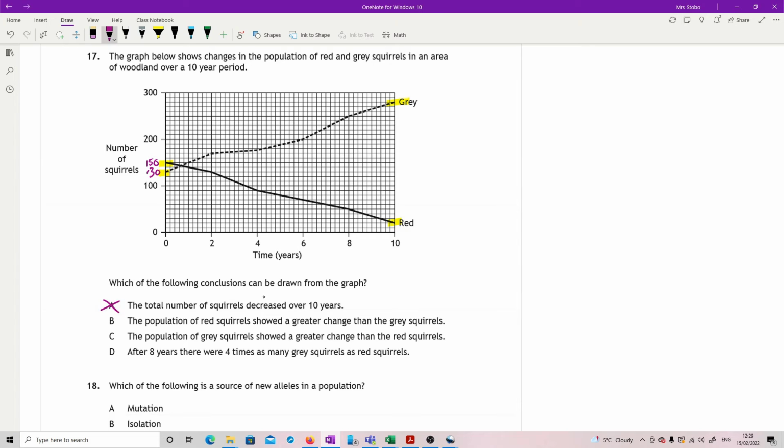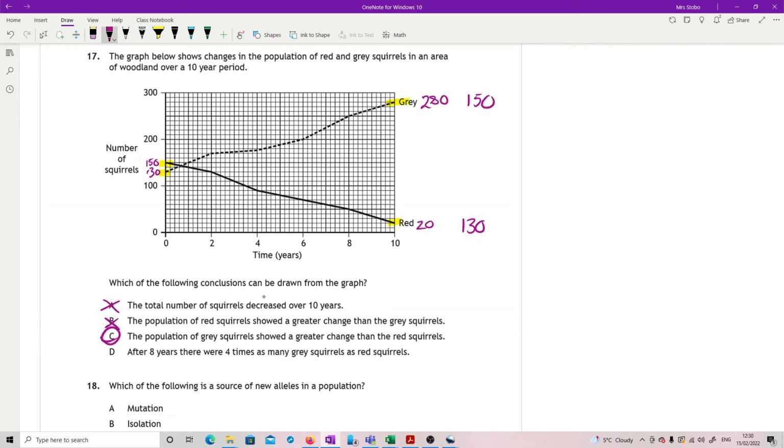The population of red squirrels showed a greater change than the grey. So the reds went from 150 to 20, so it's changed by 130. The greys went from 130 to, what do we say there, 280. So that's gone by 150. Okay, so red squirrel shows greater change, nope. Okay, C. The population of grey squirrels shows a greater change than the red. We've just calculated that, yes.